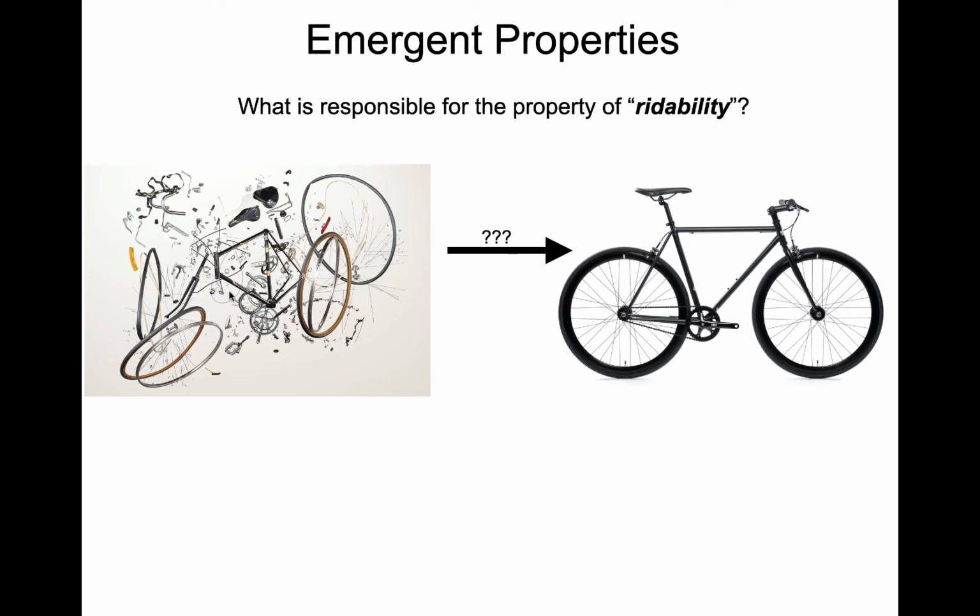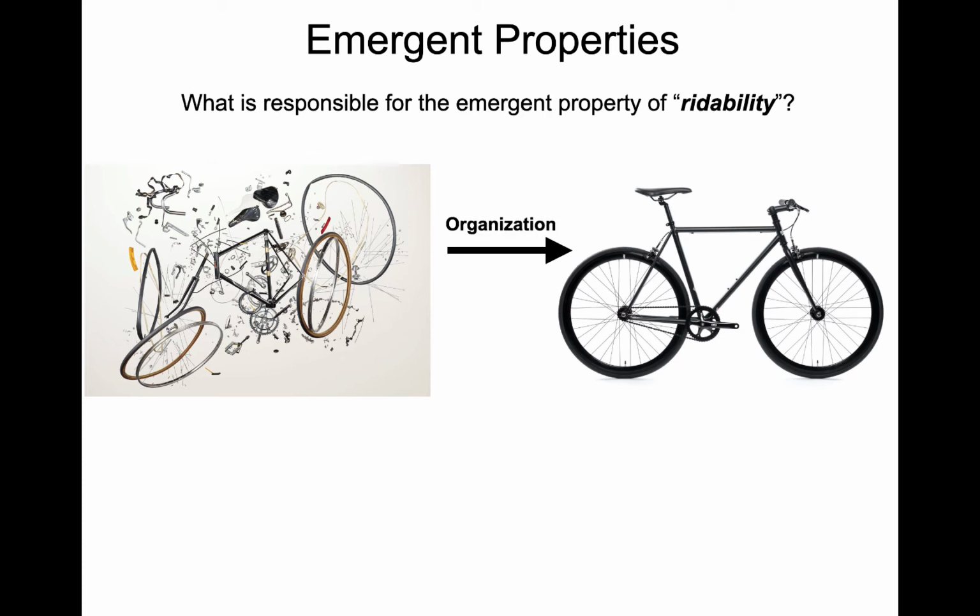Okay, and the answer is organization, right? If you just have a bunch of parts mixed together, you're not going to have much. You're just going to have a bunch of parts mixed together. But once you organize those parts in a very specific way, from that organization emerges very specific properties. In this case, rideability. Okay, and so rideability in this example is considered an emergent property, a property that emerges when you organize the pieces.